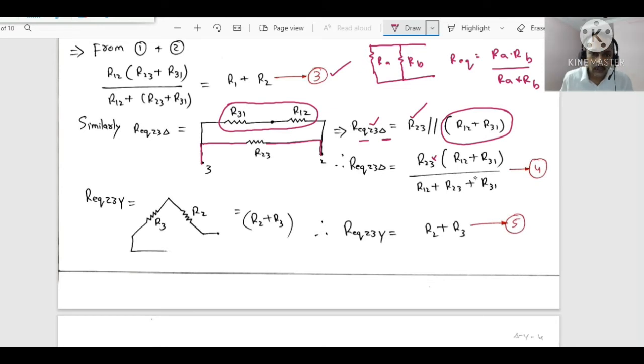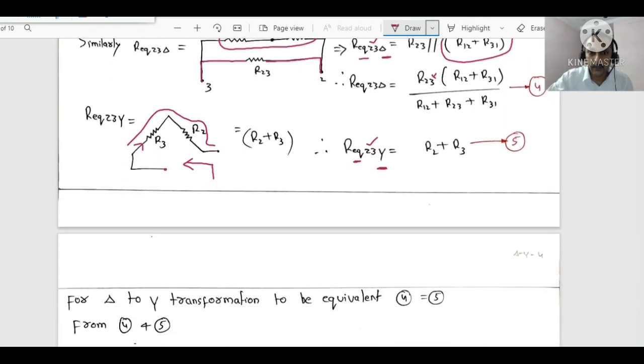Now observe, these 2 resistors are in series. You are looking into the circuit like this. You have to look into the circuit. Now R3 and R2 are in series. Same current flows. So R equivalent between 2 and 3, in star connection, is equal to R2 plus R3. Now this 4 and 5 must be same. Very simple.